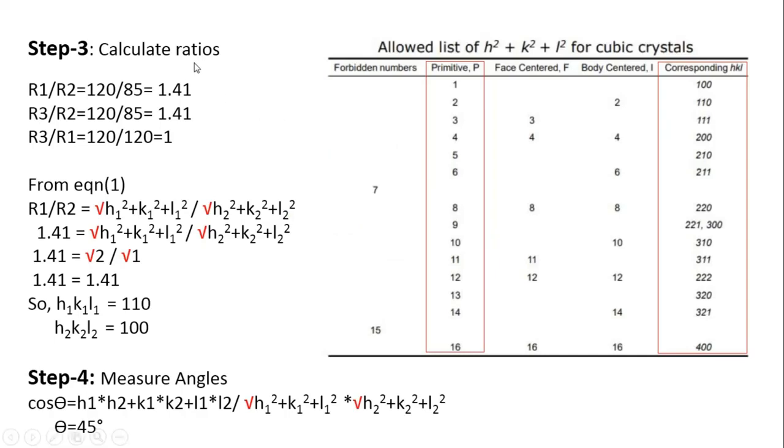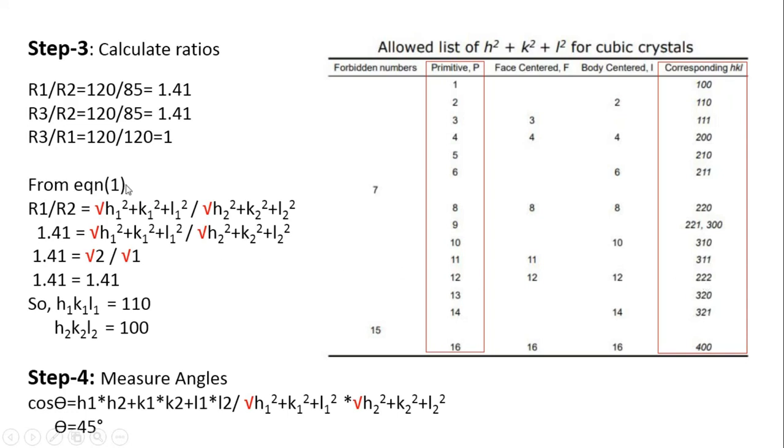Step 3 is calculation of ratio. So R1 by R2 gives 1.41, R3 by R2 also gives 1.41, and R3 by R1 is 1. So based on this ratio we can calculate the HKL value. This is the standard chart of h square plus k square plus l square for cubic crystals. As we know, this is simple cubic, so we will look at these HKL values.